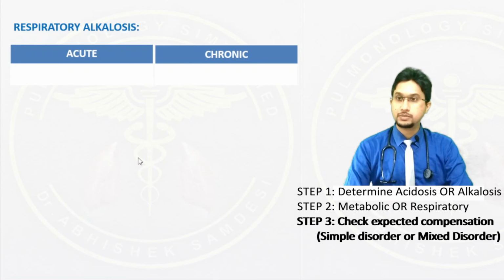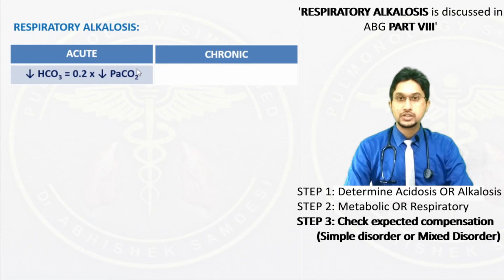Similarly, with respiratory alkalosis, you have the acute compensation and chronic compensation. Acute compensation is given with a formula of predicted bicarbonate is equal to 0.2 into PaCO2, whereas chronic respiratory alkalosis is given by a formula of the decline in bicarbonate is equal to 0.4 into the decline of carbon dioxide.